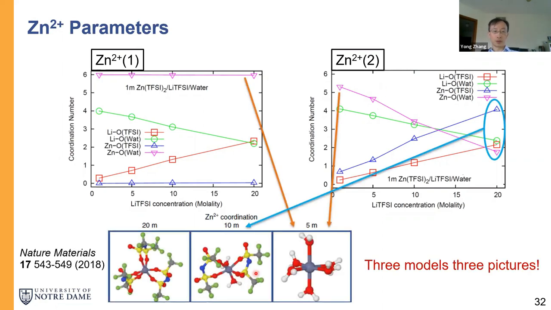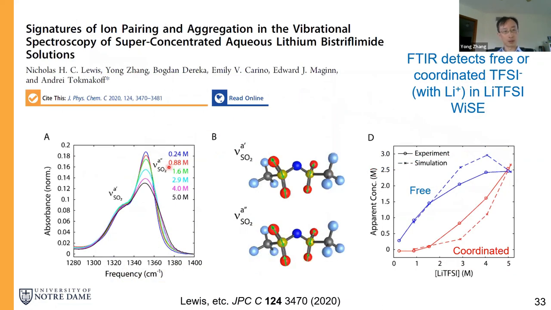So if we include this picture from Oleg and his collaborators, we have three models now. What's the correct answer? Now we come back to our experimental collaborators. In this plot, we show the signal due to the SO2 anti-symmetric stretching mode from FTIR. So they can distinguish this motion between free TFSI, freed from metal coordination, and coordinated TFSI. For the lithium-without-zinc system, we did this comparison. Our simulation agreed with their experiment pretty well.